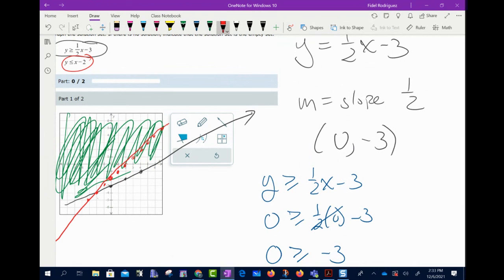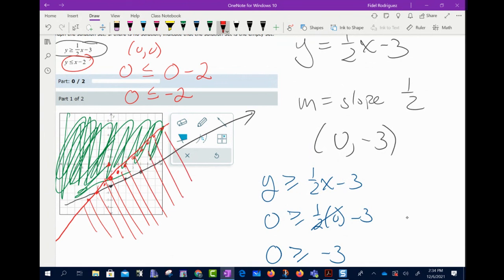And we'll do the same thing that we did before. Let's pick that same point, the point 0, 0. So 0 is supposed to be less than or equal to 0 minus 2. 0 is supposed to be less than or equal to -2. Is 0 smaller than -2? No, it isn't. So that means we want to shade where the 0, 0 is not. We want to shade over here.